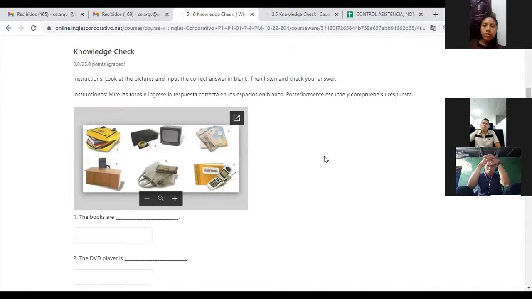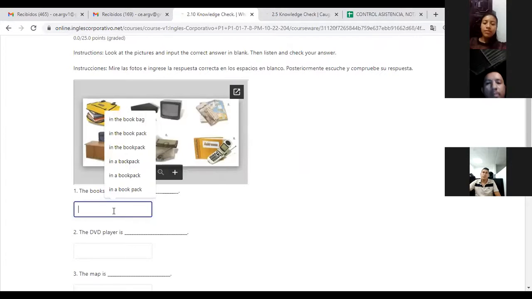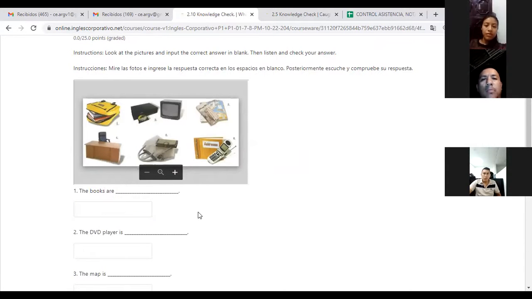Y ahora sí, miren, in this case, look at the picture. Where are the books? Mira, ya vieron que incluso a mí el spelling muchas veces es importante. Miren cuántas veces probamos en un grupo. 6 veces. Y no nos daba la respuesta correcta. So, where are the books? The books are in the book pack. Se puede confundir con backpack, pero era book pack.